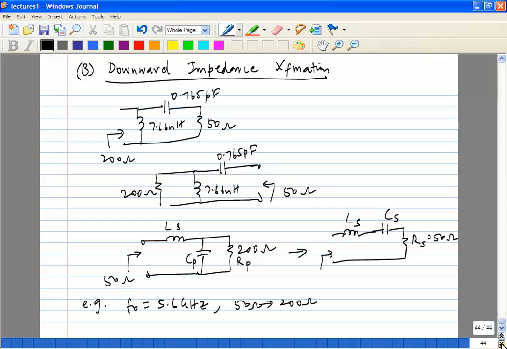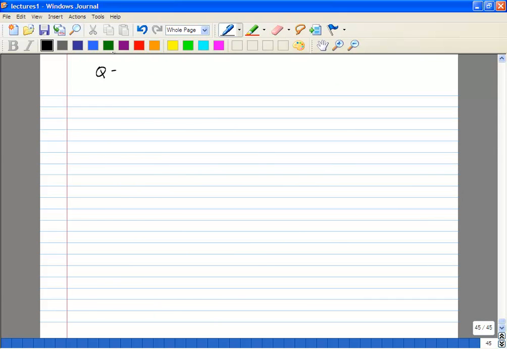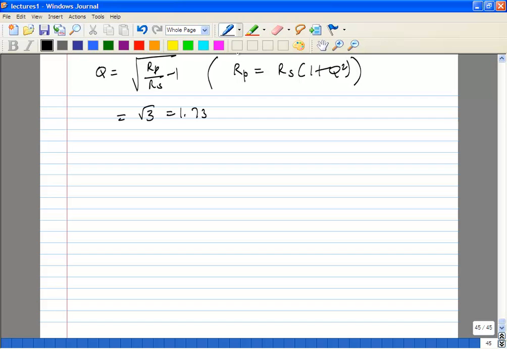So what are the equations you can design for? Again, you can use the same Q expression. You remember this from last week? Root of RP over RS minus 1. That is still valid for this network, because you can still write the same equation. How did this come about? This came from the fact that RP is RS into 1 plus Q squared, when you convert from series to parallel or parallel to series. So this Q expression is still valid. In this case it happens to be root 3 again, 1.73.